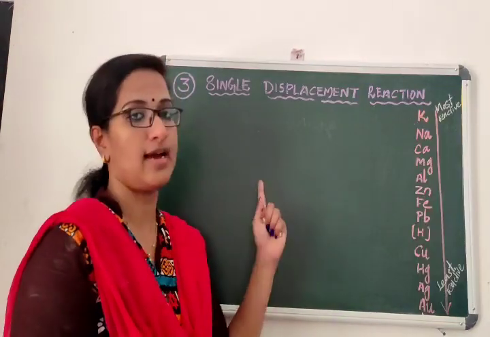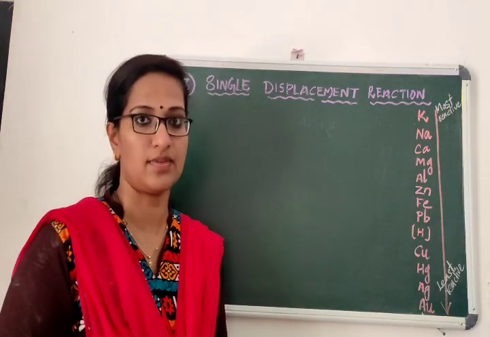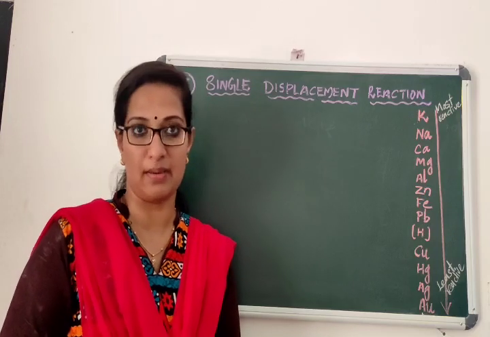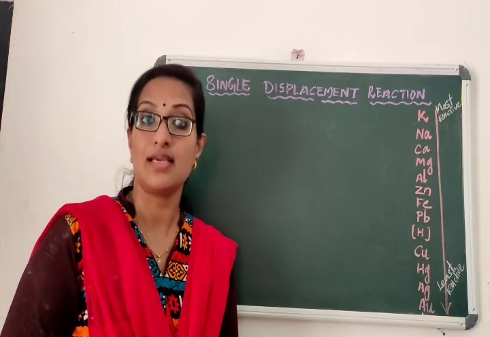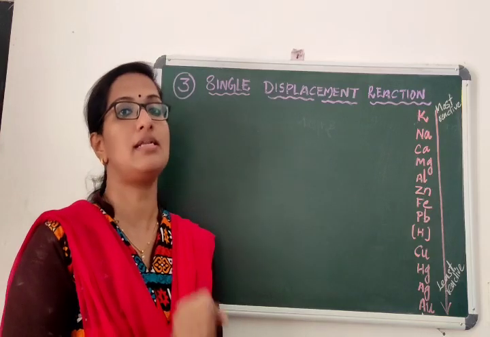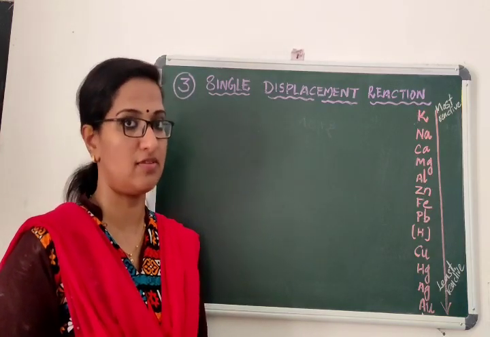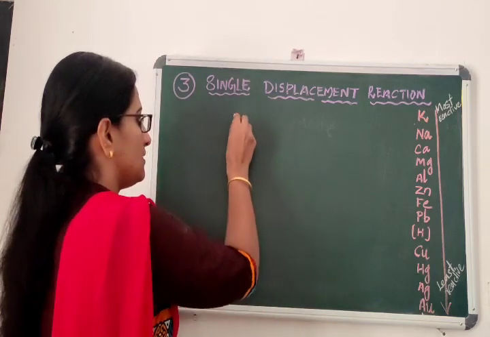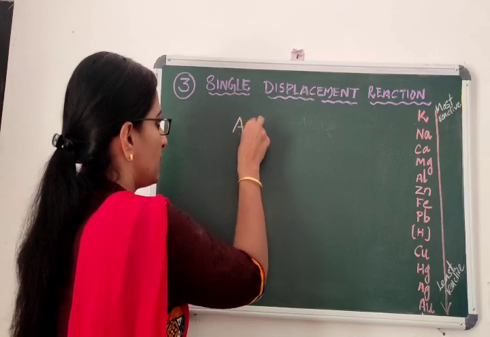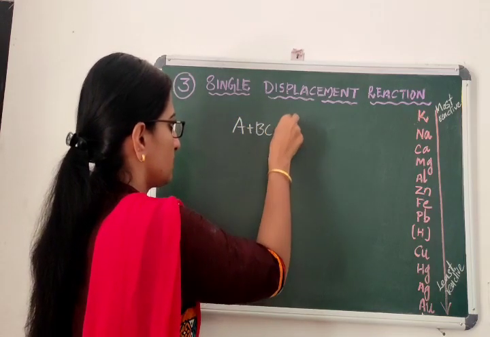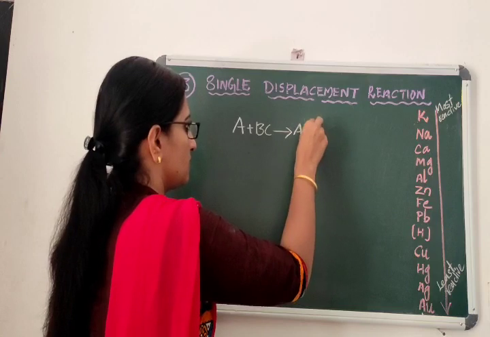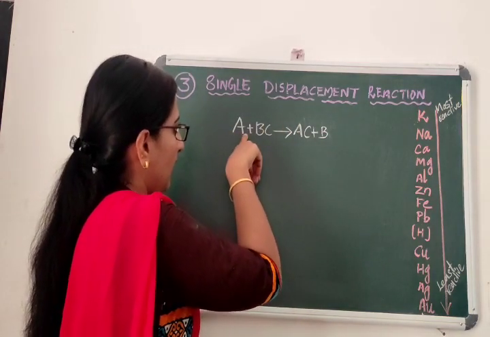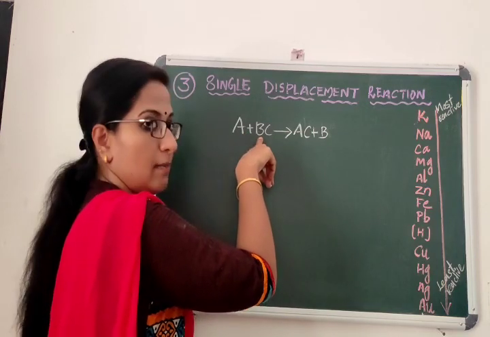The third type of reaction is a single displacement reaction. This is a type of reaction in which the highly reactive element displaces the least reactive element from a metal salt solution. So that is the definition for single displacement reaction. So children, let's understand this by the general formula. A plus BC gives AC plus B.